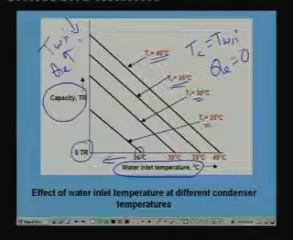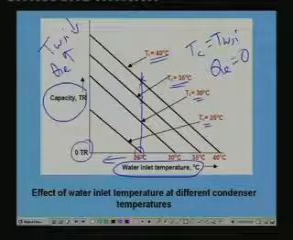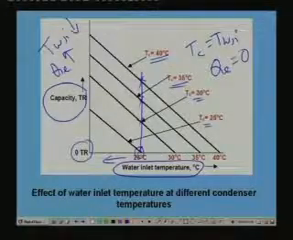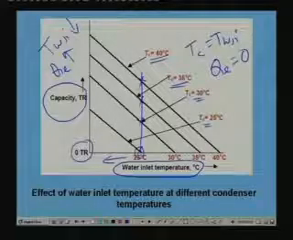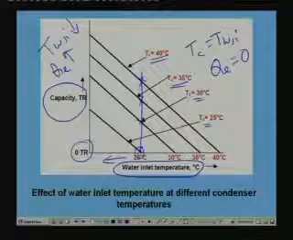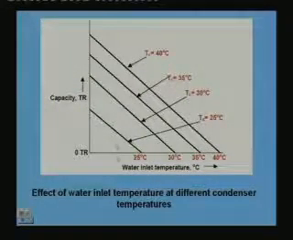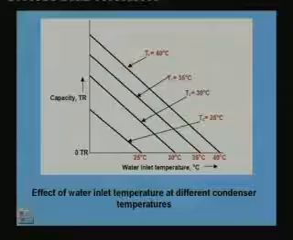Similarly, at a given water inlet temperature, as the condenser temperature increases, capacity increases. Again the reason is the same. Once the condenser temperature increases, for a fixed water inlet temperature, LMTD increases, heat transfer rate increases, hence capacity increases. You can see that here the curves are almost straight lines, and they are almost parallel to each other for different condenser temperature curves.